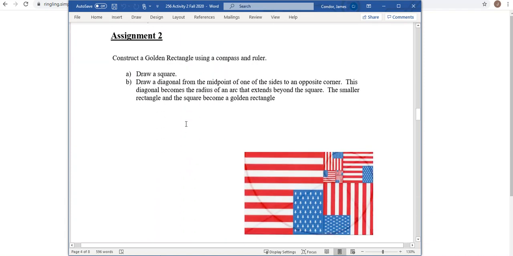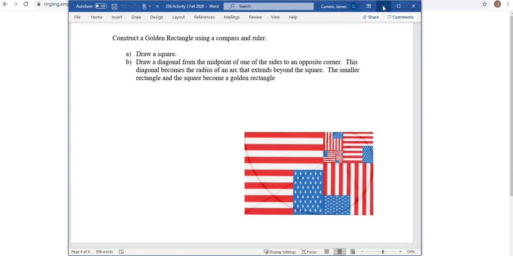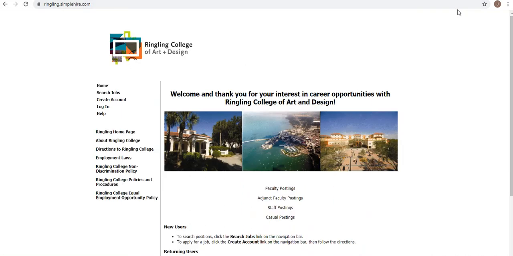Let's look at this. It says construct a golden rectangle using a compass and ruler. And so we're going to do that. Here we're going to get to how they created this spiraling thing, like right here with these flags. We're going to put that down for a minute.